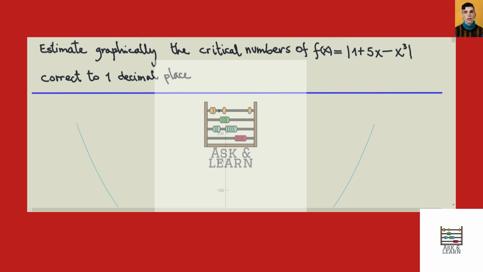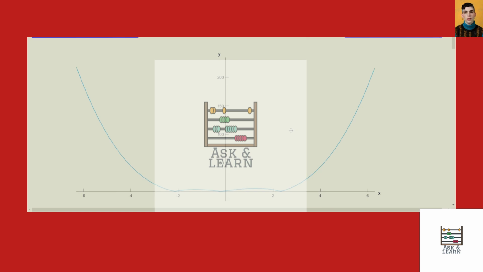Here we want to estimate graphically the critical numbers of the function f of x equal absolute value of 1 plus 5x minus x cubed, correct to one decimal place. And here we have the graph of the function on the interval from -6 to 6.